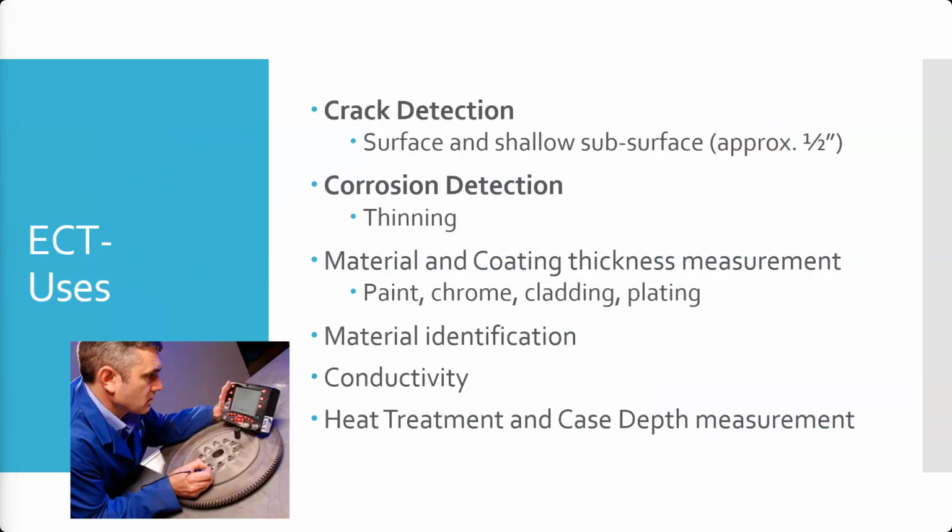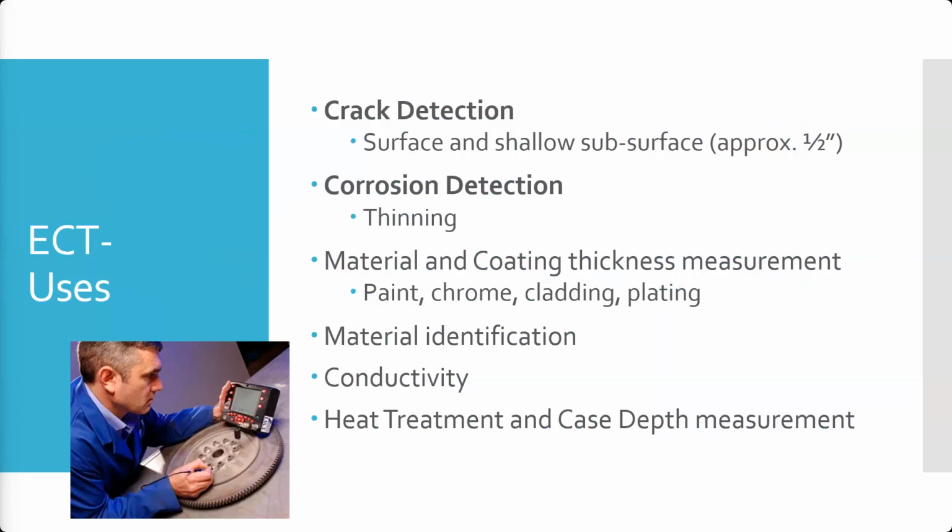We can also do things like material coating, okay? With the probes we use, the distance the probe is from the surface of the metal will affect the readout we get. And so if you have paints or other surface coatings that change in thickness, it's going to move that probe closer or further away from that metal surface. And so you're able to measure that. So things like paints, chromes, claddings, platings.